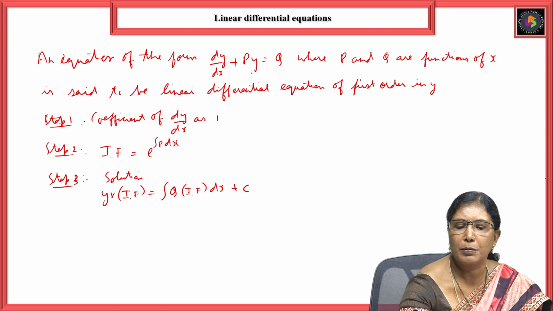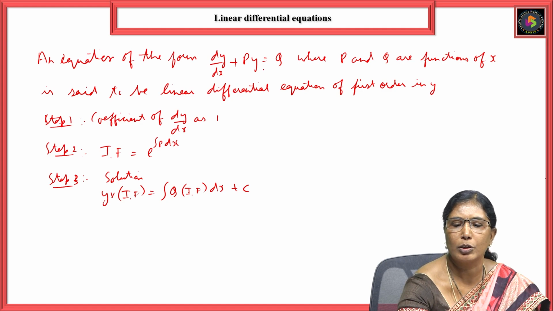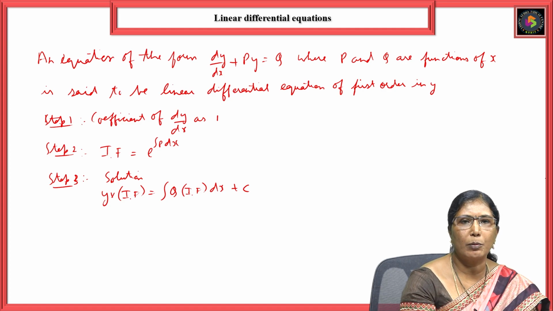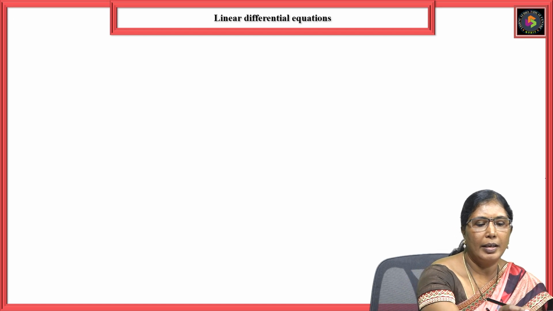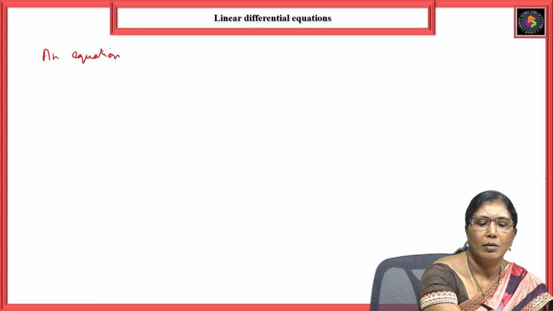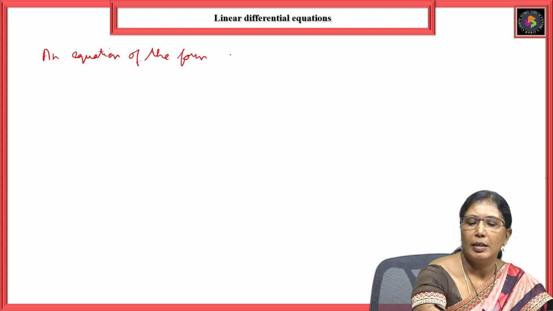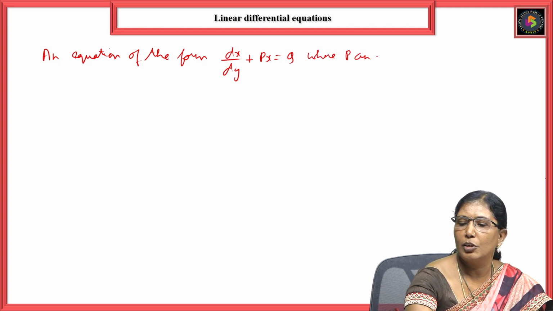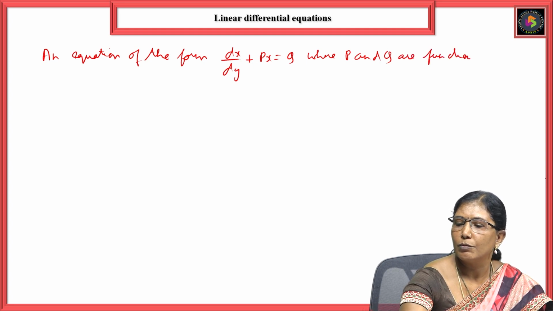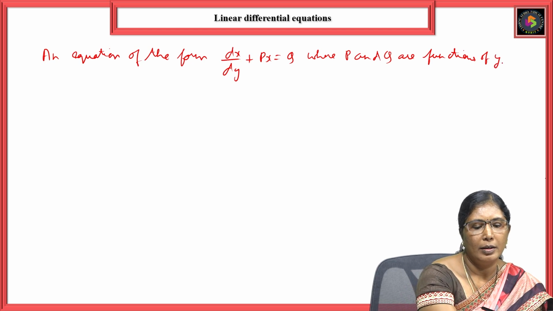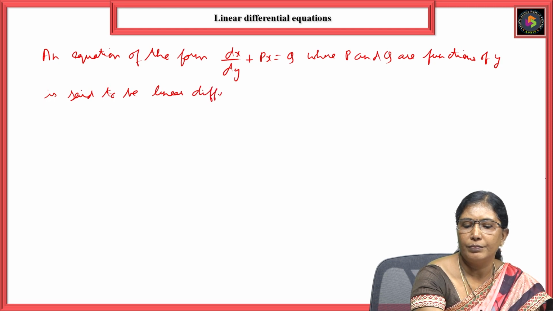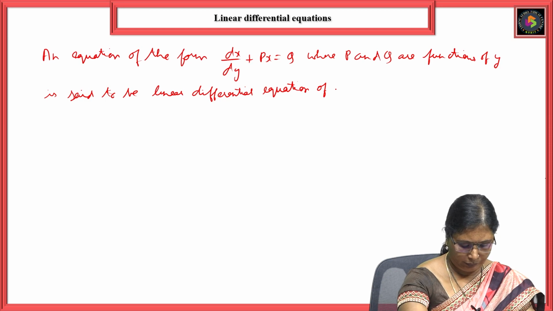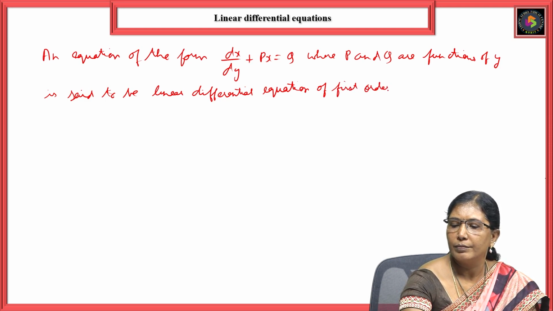Remember here, dy by dx plus py is equal to q. Dy by dx and y are of degree 1, so it is called a linear differential equation. Now we have one more form, an equation of the form dx by dy plus px is equal to q, where p and q are functions of y, is said to be a linear differential equation of first order in x.